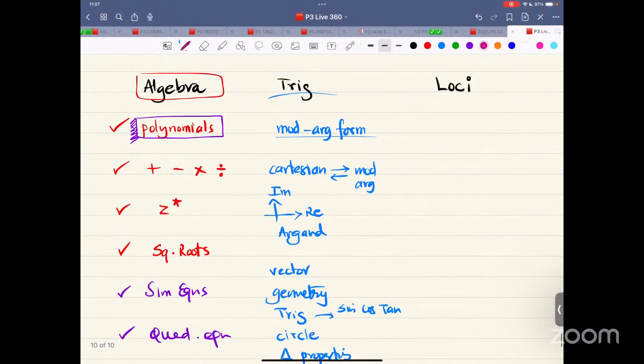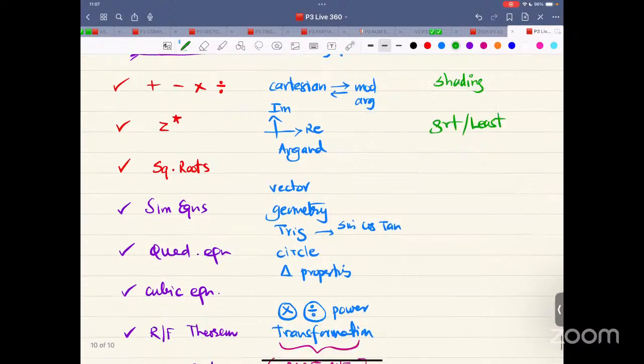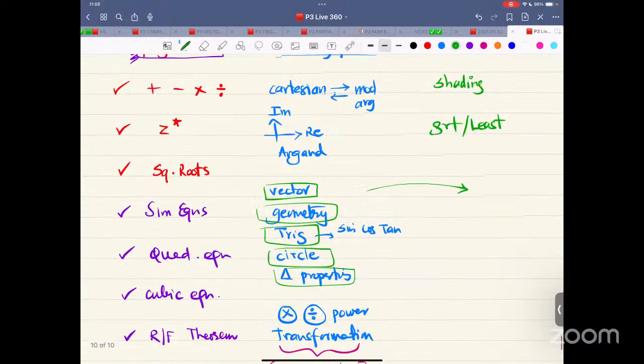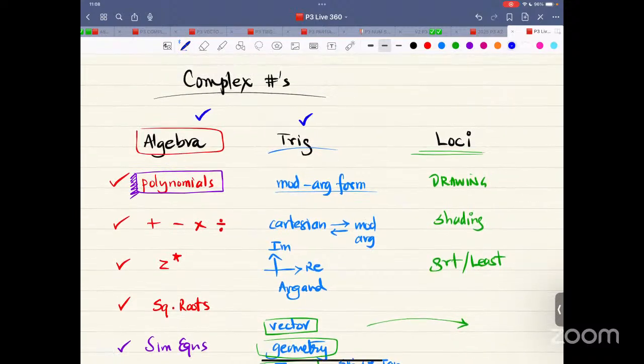That is very necessary. Then we talk about loci. Loci is about drawing. Loci is about shading. It's about greatest and least value. It's again about vectors, geometry, trigonometry, circle properties, triangle properties. All these things are also over here. And sometimes they give us separate questions. Sometimes it's a combination. Maybe it's about algebra and trig, maybe trig and loci, maybe algebra and loci. So it's a combination, or it can be separate questions. So complex numbers require a lot of attention.